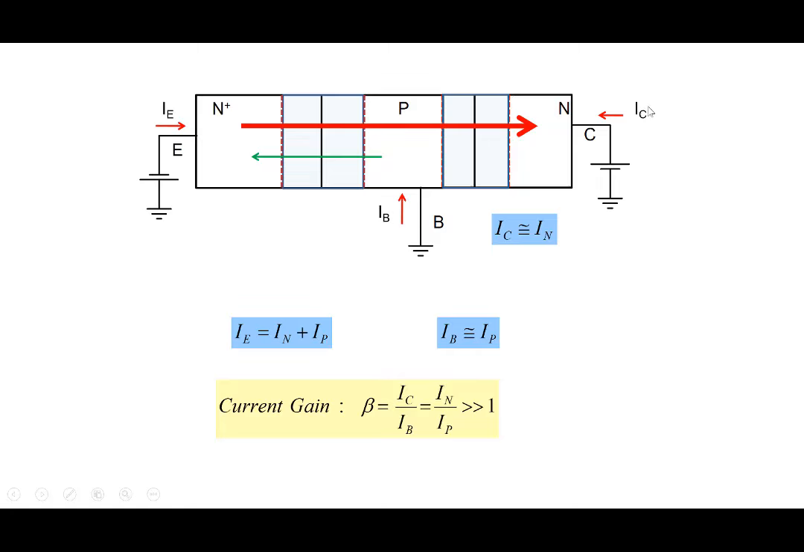And so collector current is IN, base current is IP. So the ratio of collector and base current is IN by IP. And we said the ratio of IN and IP is these two current components here. And because it's N plus, this current is maybe 100 times stronger than this. So we have a current gain. IC by IB, which is what we call beta, is much, much larger than 1. Maybe 100, maybe 50, maybe 150, depending on the construction of the transistor here.